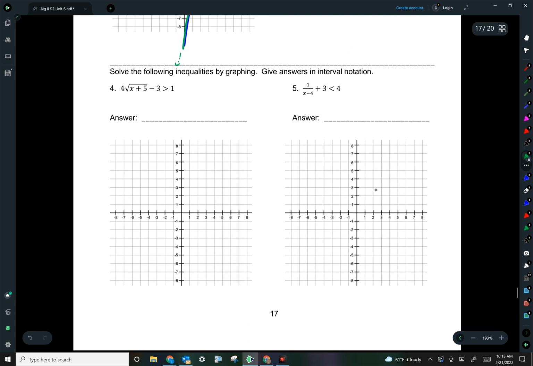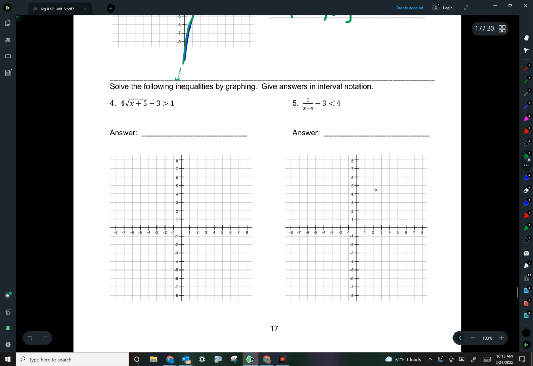Okay, so the next two, completely on us. There's nothing leading us through. We just have to remember what we do. So we graph the left and the right side separately. So the left side is the square root graph, 5 units to the left, 3 units down. And remember that 4 out in front, that 4 out in front is kind of like a slope. So if I'm drawing the square root graph, it's something like that.